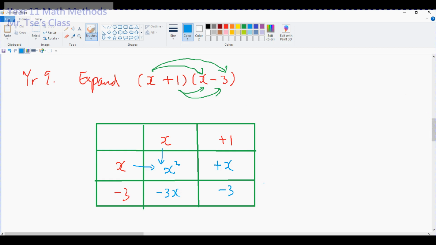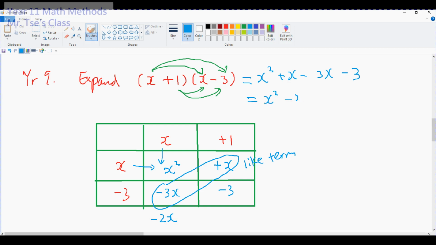So you just copy those four terms: x squared plus x minus 3x minus 3. You will see that plus x and minus 3x, these two terms, are like terms. Still remember the name for those terms? They are like terms. That means they're both in terms of x, so you can add them up. So plus x minus 3x means minus 2x. So you can rewrite your answer like this. That's how you work in year 9.